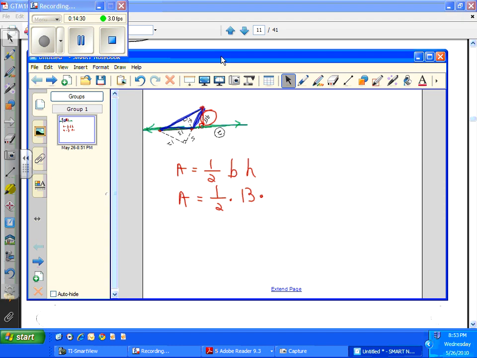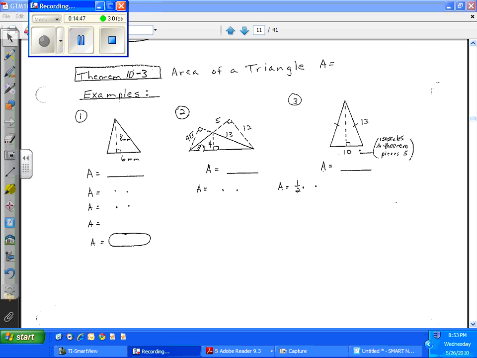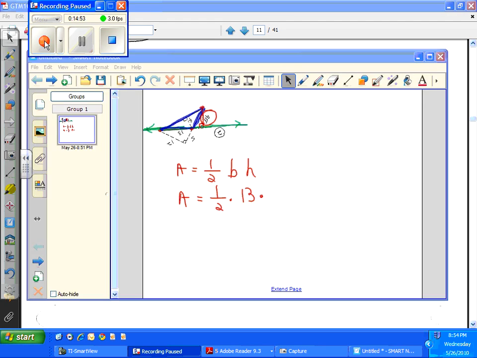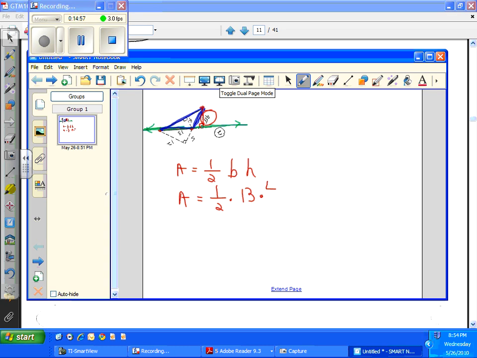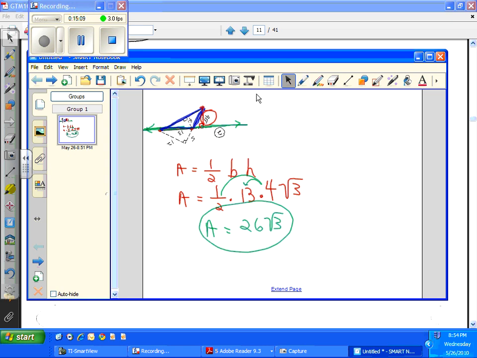All right. So the base is 13, and the height is, I think, 4 square root 3. I'll have to blow it up to find out. There's a quick glimpse at the original. It's 4 square root 3. So the height is 4 square root 3. So the area is half of 4, which is 2, times 13, which is 26 square root 3.